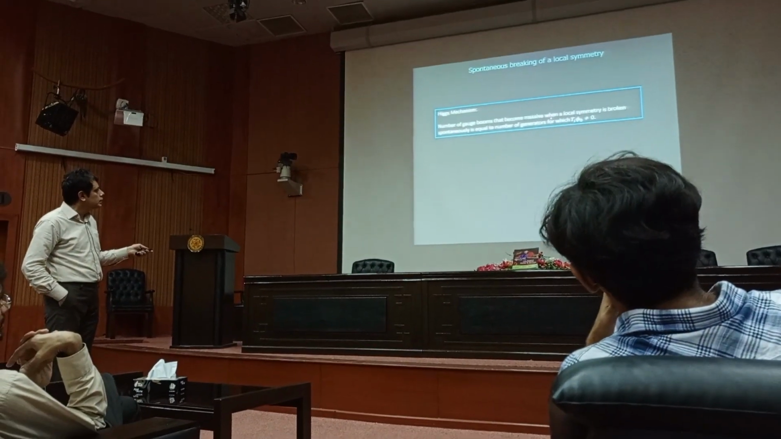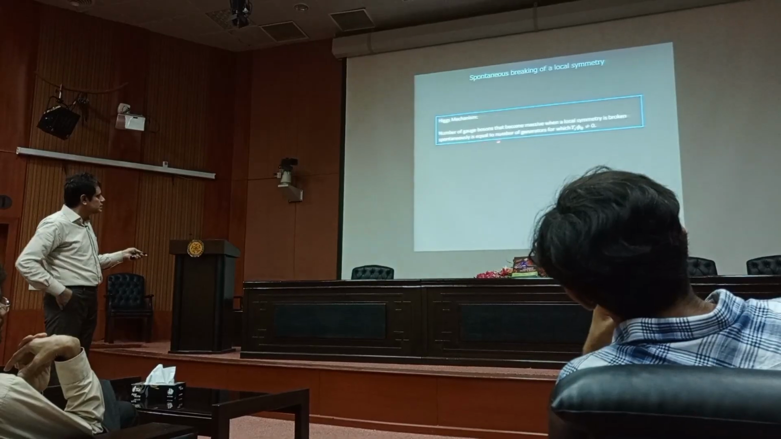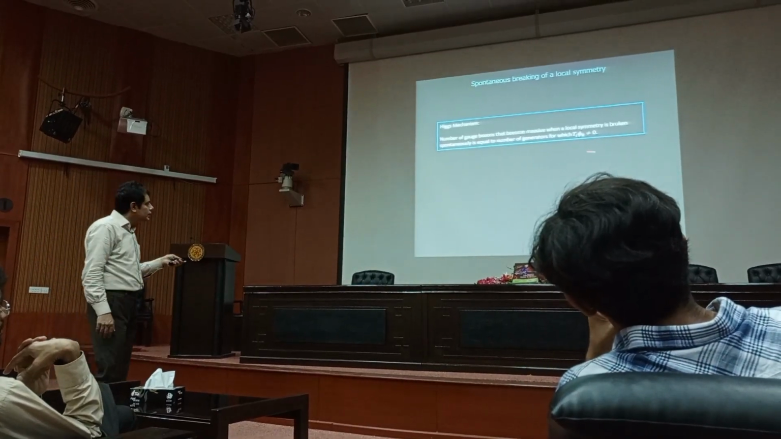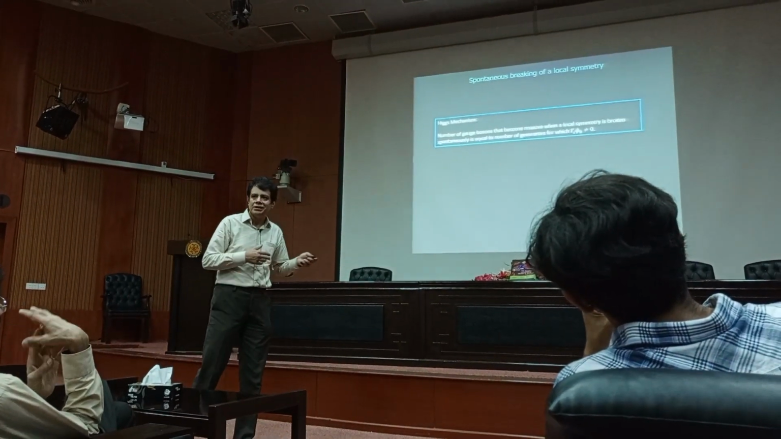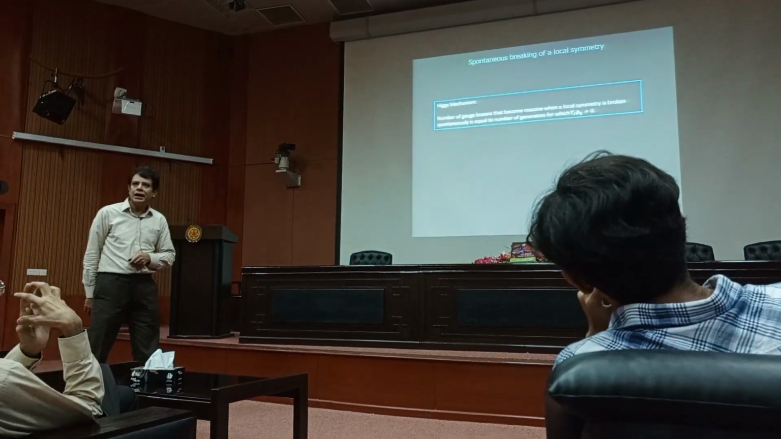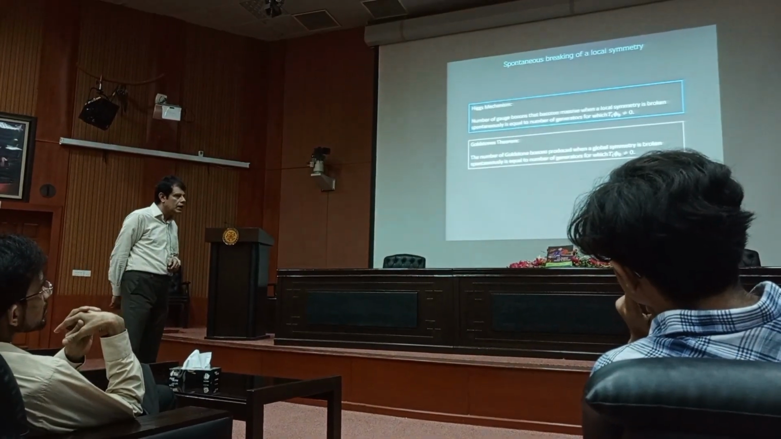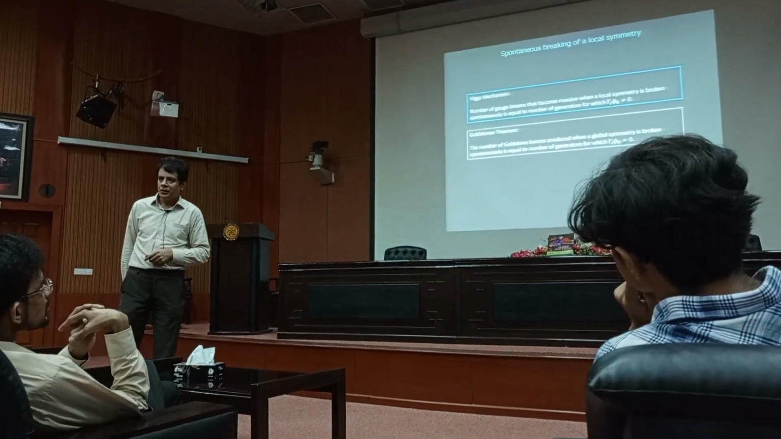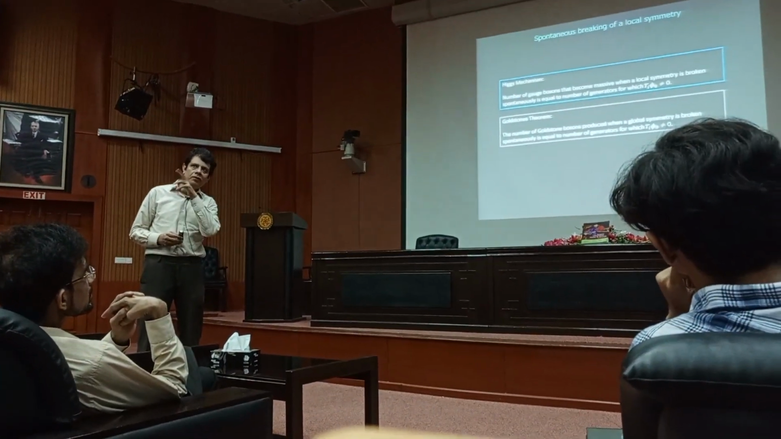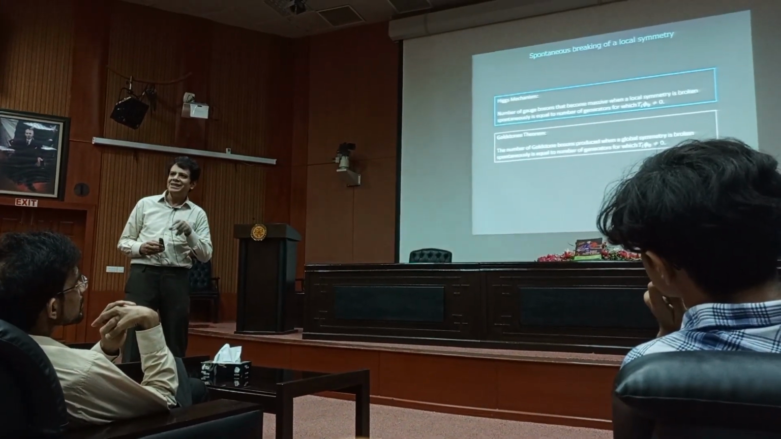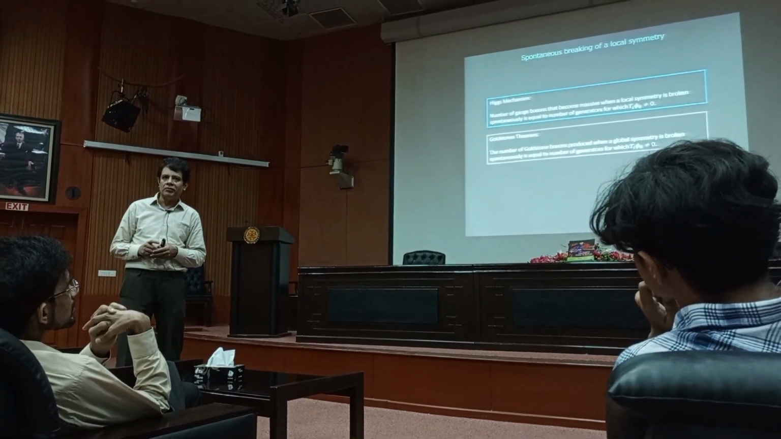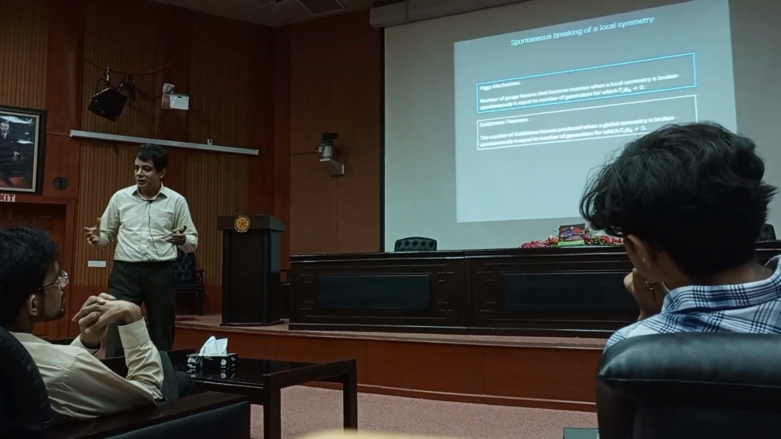The number of generators for which the local symmetry is broken spontaneously is precisely equal to the number of generators for which this condition is satisfied. And that's exactly the same condition which we have in the Goldstone theorem. So that's why the number of Goldstone bosons is equal to the number of gauge bosons which become massive.